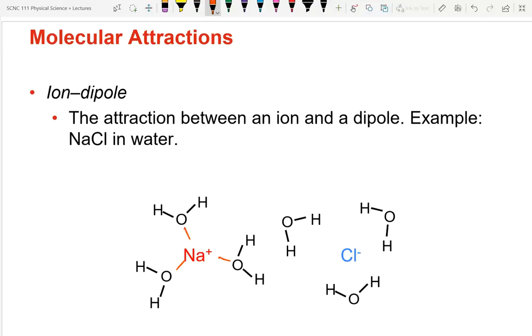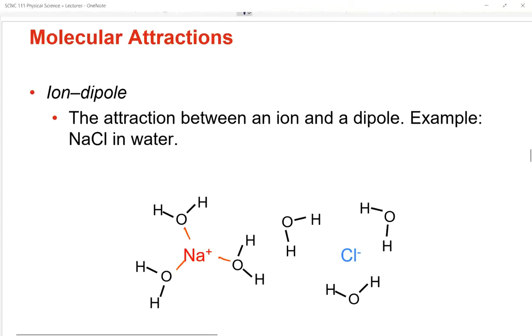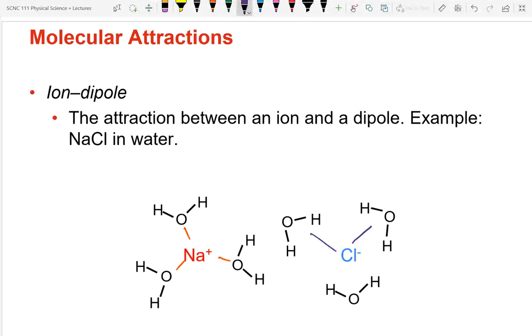so that the positive ion is attracted to the negative sides of water molecules, and the negative ion is attracted to the positive sides of the water molecules. So this is going to form a bond between the sodium atom and the water molecules that is a bond holding essentially molecules together. And that's our strongest non-bond between atoms. It's the strongest bond between molecules.